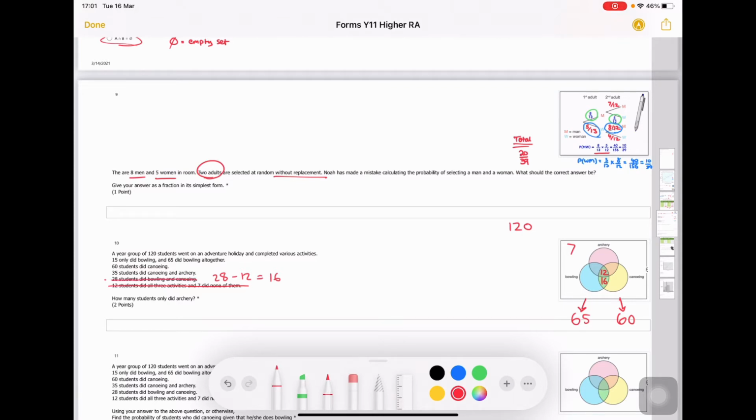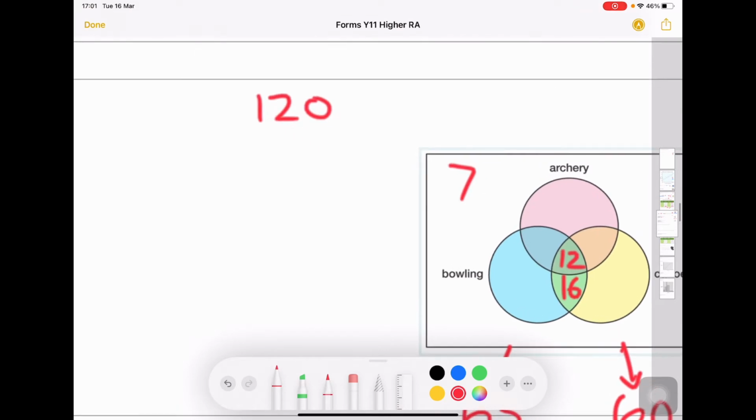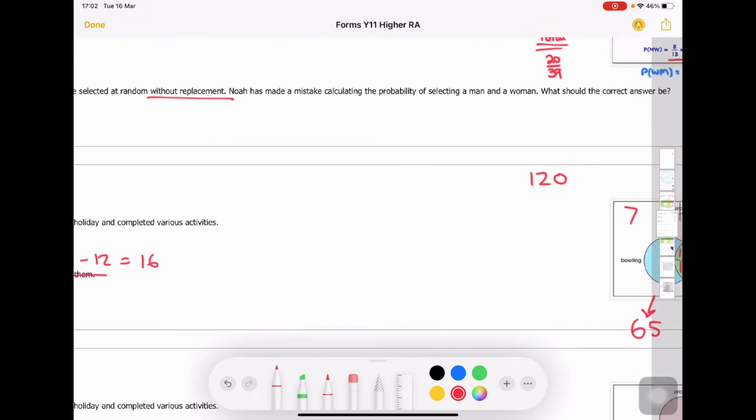35 did canoeing and archery. So again, what that means is 35 are within this range. And so we have to write 23 here. 23. Let me just get rid of those lines actually. 23. So let's cross this out as well.